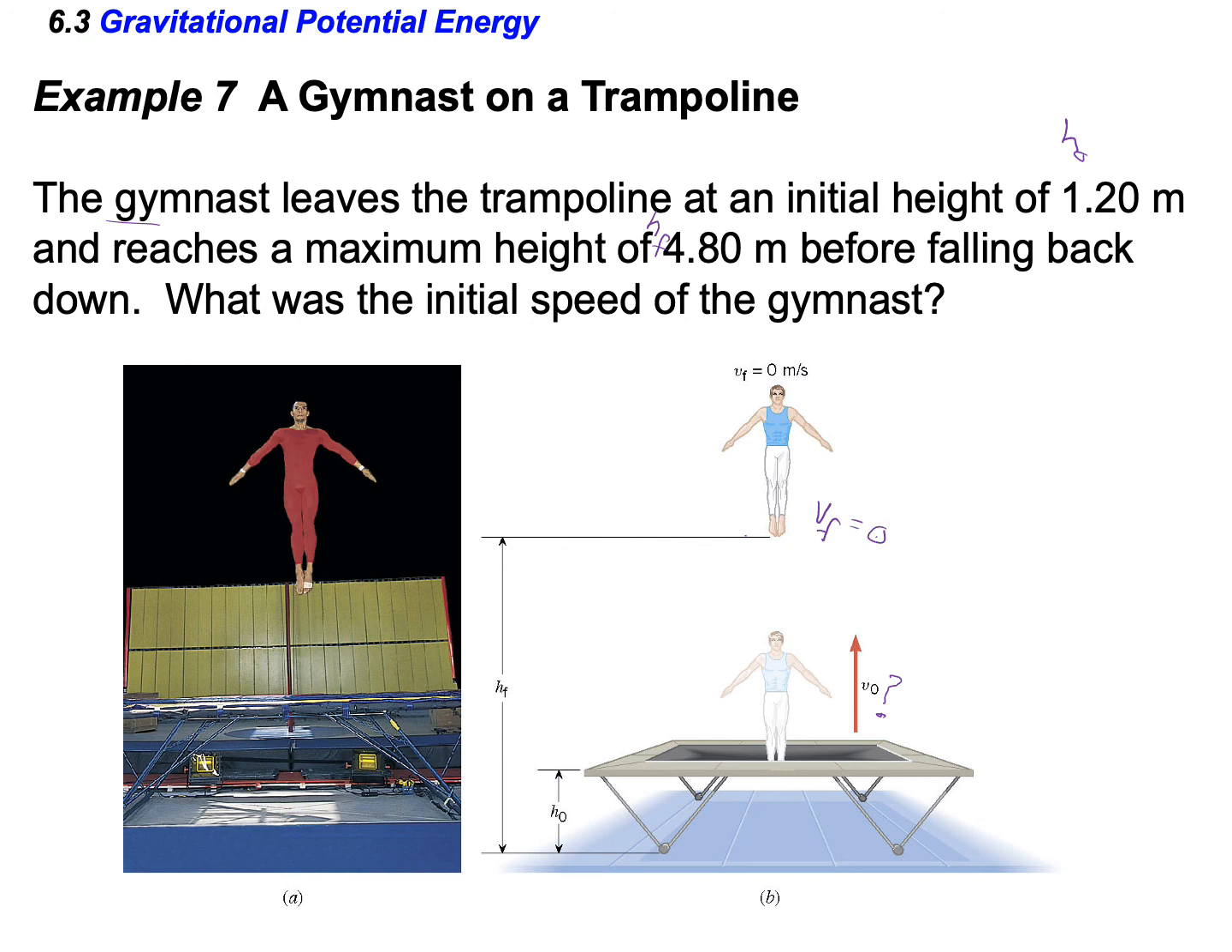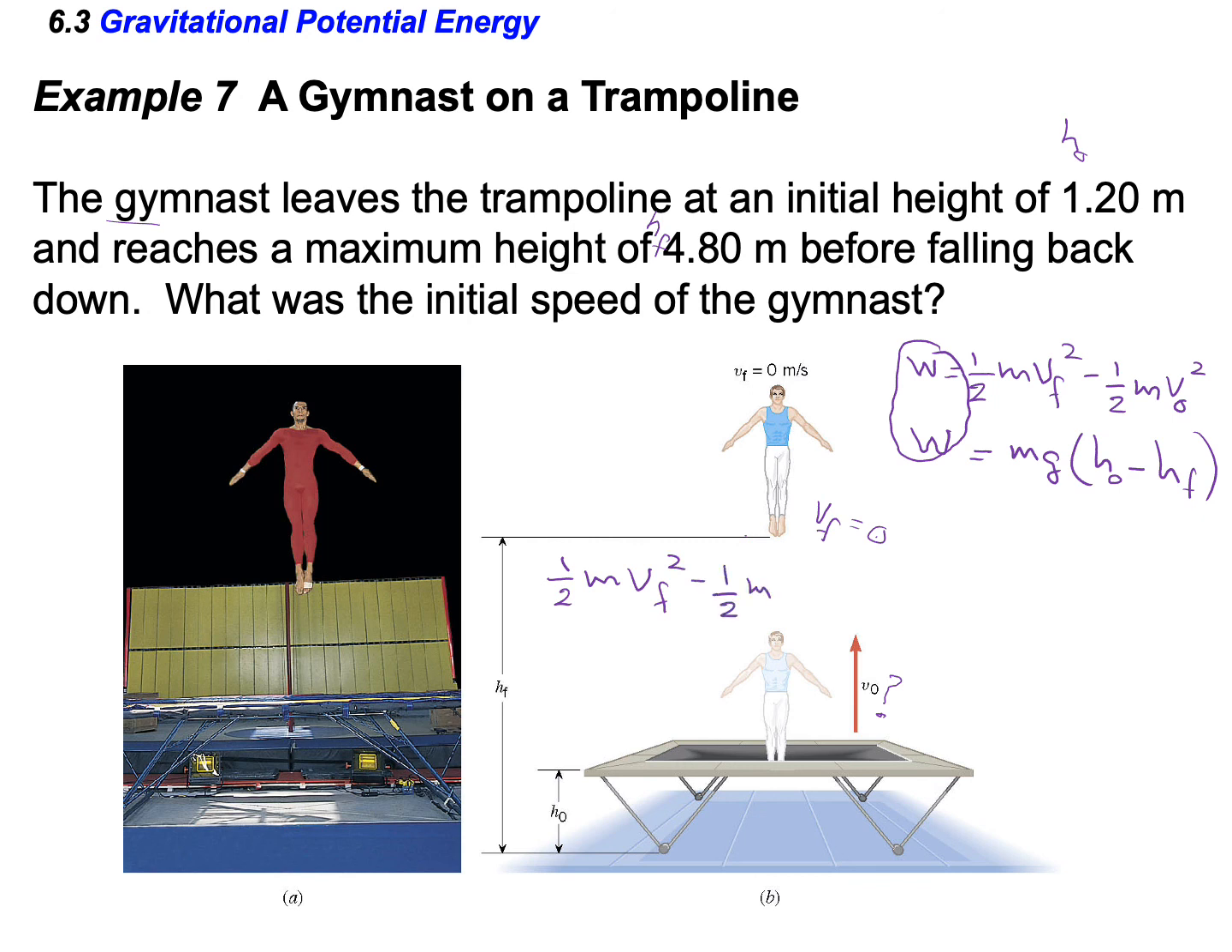So now we have two equations we learned from kinetic and potential. W is equal to half m v final square minus half m v naught square. And we also learned another one, the work by gravity is equal to m g times h naught minus hf. So this side is the same, therefore I can write half m v final square minus half m v initial square is equal to m g times h naught minus hf.